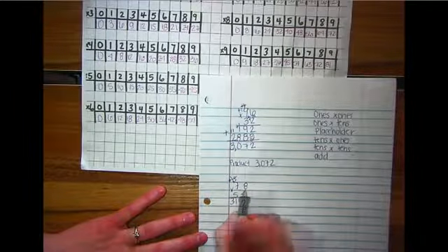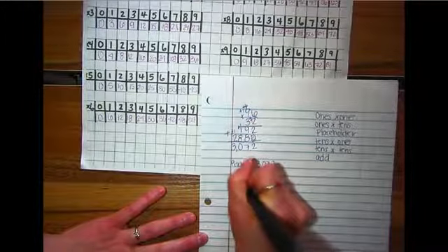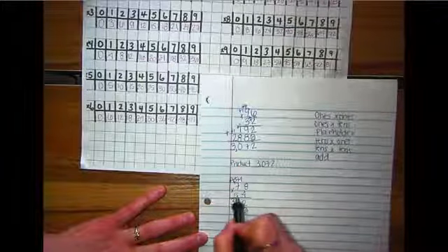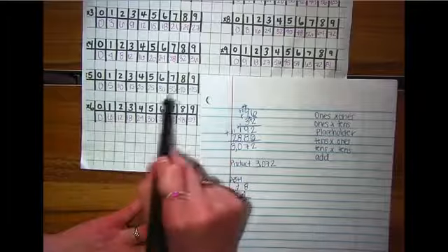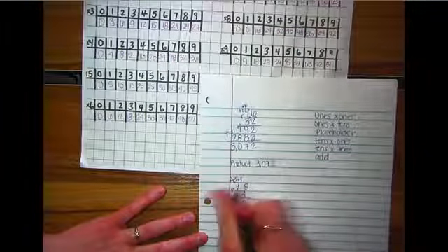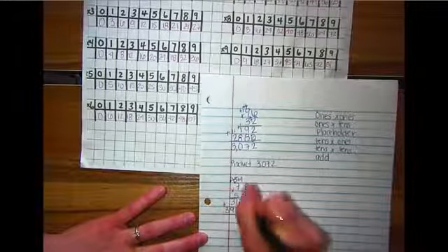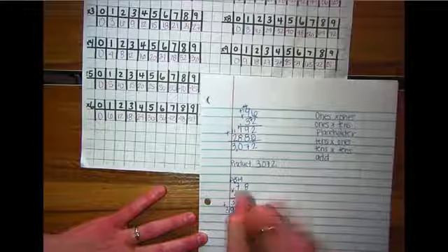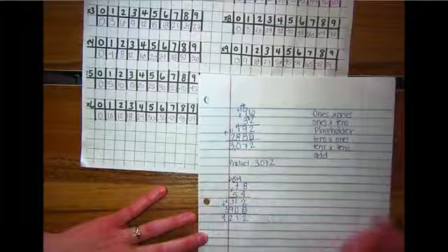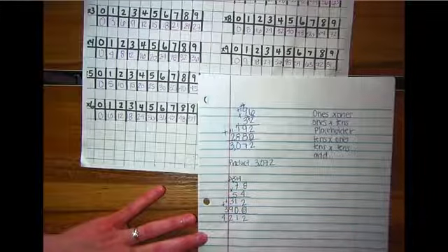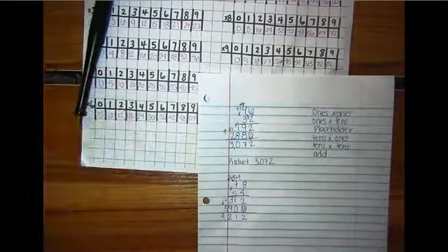5 times 8 is 40. So I drop that 0, regroup the 4, then multiply my tens times my tens. So I'm going to do 5 times 7, which equals 35, plus 4 would be 39. My last step is to add these partial products together, which gives me 4,212.